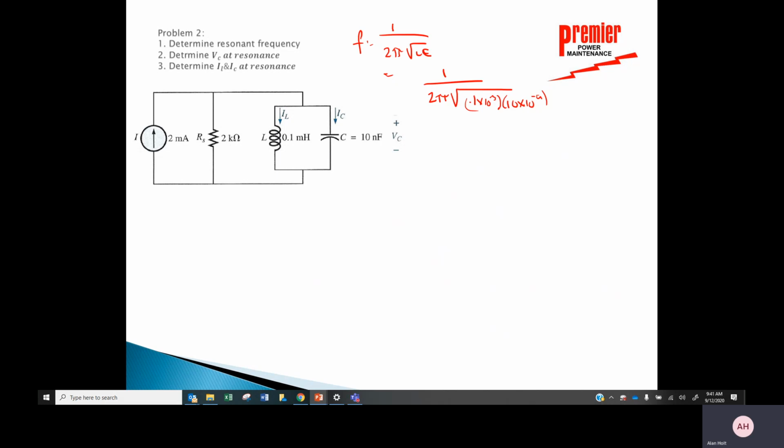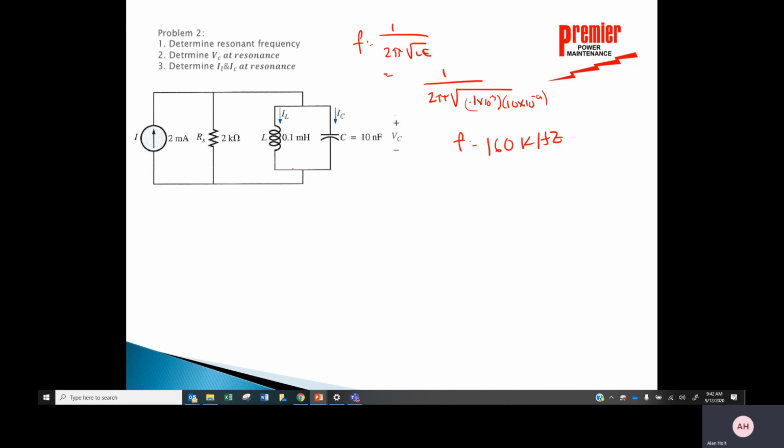So we can do both of those things, and we can come up with the number. If I go through the math there, the resonant frequency is going to be equal to 160 kilohertz. It's going to be pretty large. And I've got that. Okay.